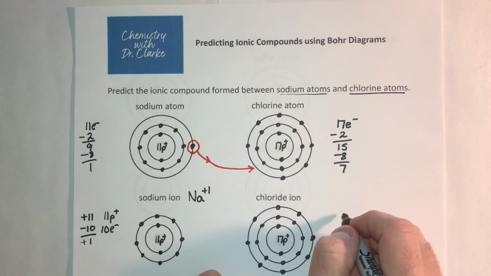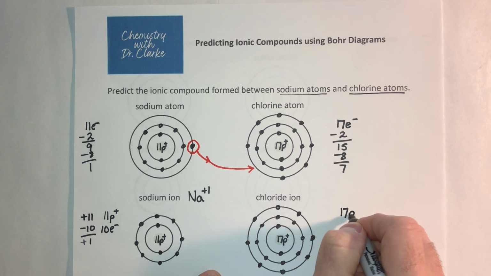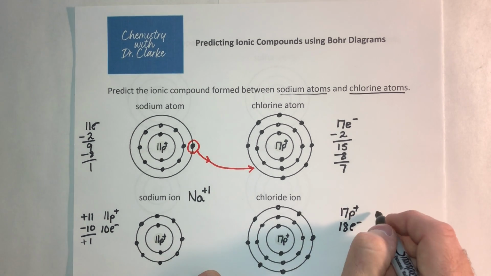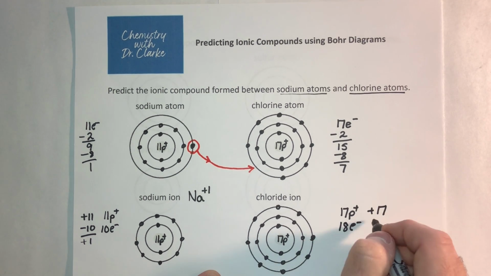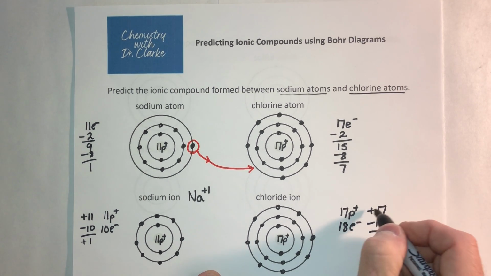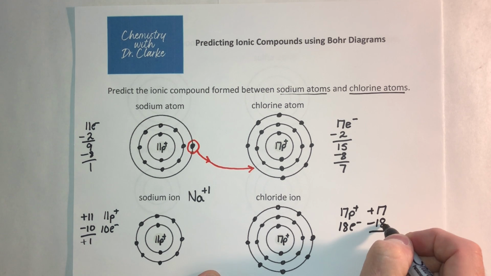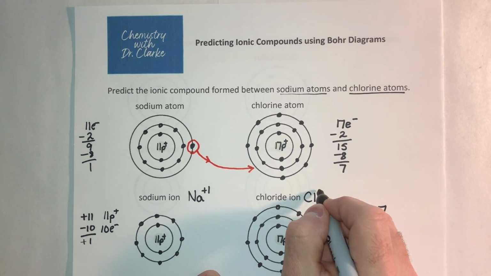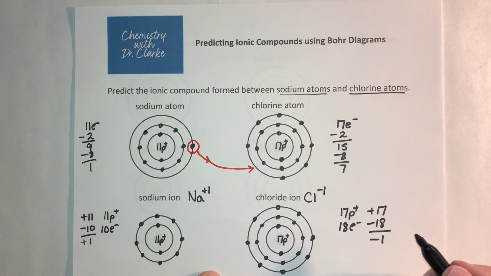So let's count up what your charge is. You had 17 protons. You now have 2 plus 8 plus 8. You have 18 negative electrons. That's like saying positive 17. This is like your negative 18, right? If you got a positive 17 and you add it to a negative 18, you get a negative 1. So your chloride ion is a minus 1.